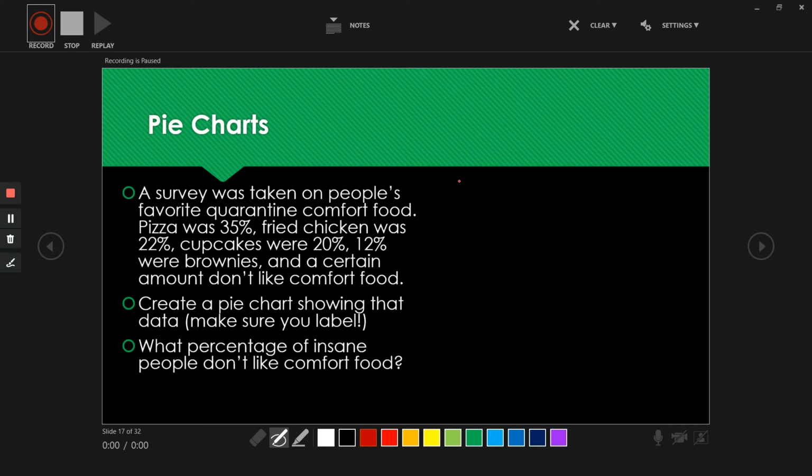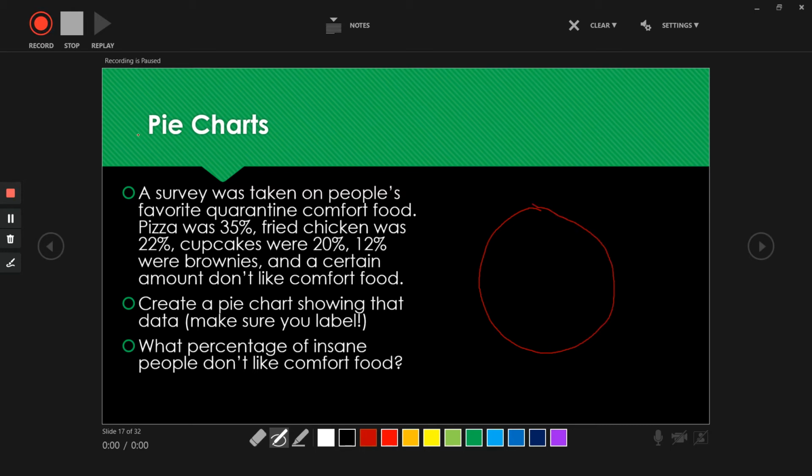So I'm going to say in my calculator, how much is 35 plus 22 plus 20 plus 12? So I got 89%. So that means 100% minus the 89 means there's 11% that don't like comfort food. Okay, so let's draw our chart now.